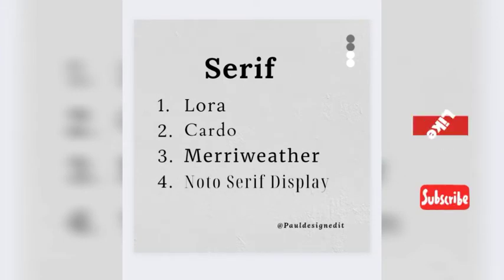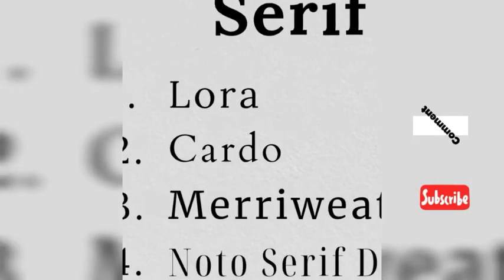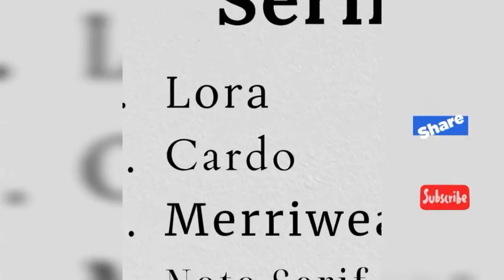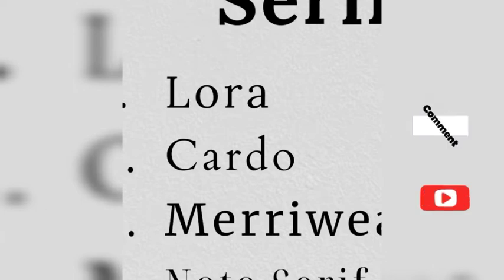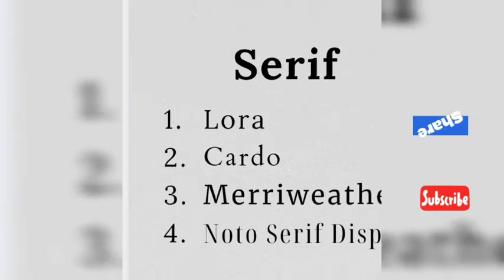Now, look closely at this. Look closely. You will see this Lora. The L has a stroke around it. The R has a stroke. Now, these are serif fonts. That's how you know serif fonts. If you look closely, all of them have a stroke at the end. That's just what differentiates the serif from the sans serif.